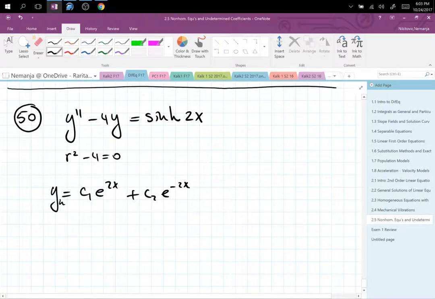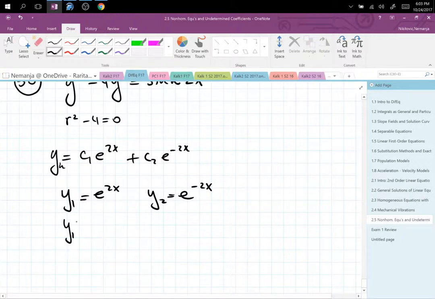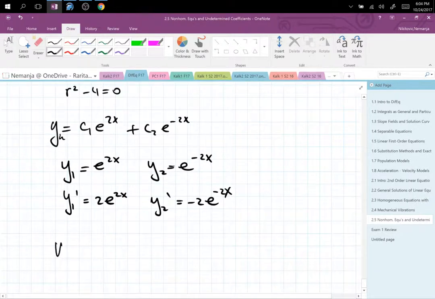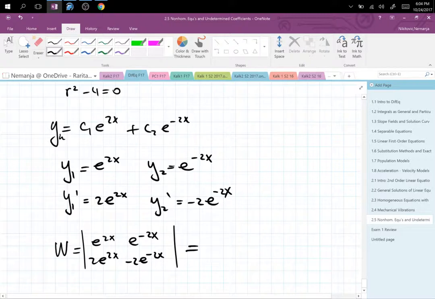Then we take the derivative. So y1 is e to the 2x, y2 is e to the negative 2x, y1 prime is 2e to the 2x, and y2 prime is negative 2e to the negative 2x. We do the Wronskian now, which is e to the 2x, e to the negative 2x, 2e to the 2x, negative 2e to the negative 2x. There you go.